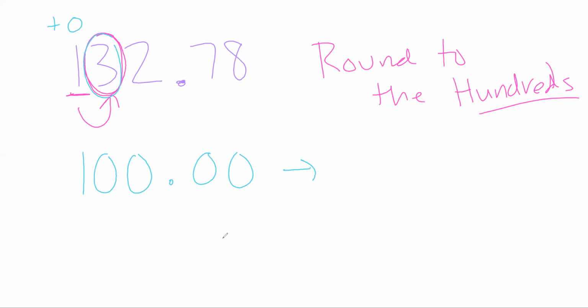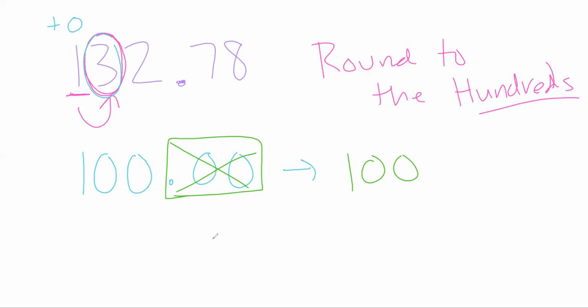And really, that decimal is so unnecessary. We don't need this. So it really just rounds to 100. 132 and 78/100ths rounded to the nearest 100 is 100.